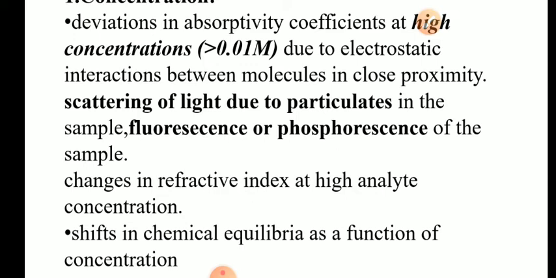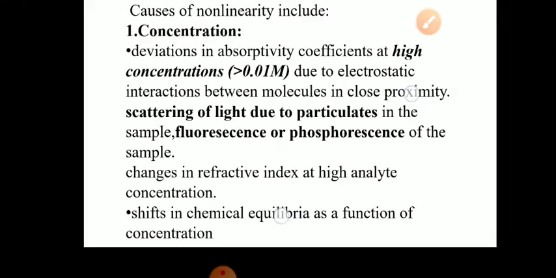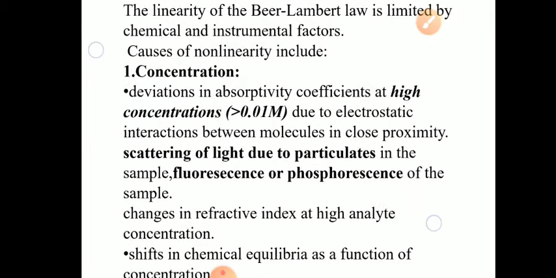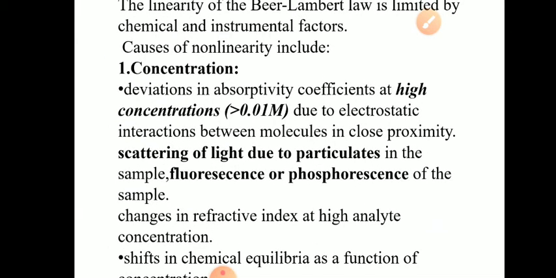Then there are changes in the refractive index. When the concentration of the sample is higher, there is a change in the refractive index. There is also a change in the chemical equilibria as a function of concentration. So because of formation of aggregates, because of dimerization, all because of electrostatic attraction, the light is scattered by the aggregates, and along with the absorbed light, scattered light is also measured, and we get faulty results. Here the linear relationship between concentration and absorbance fails.